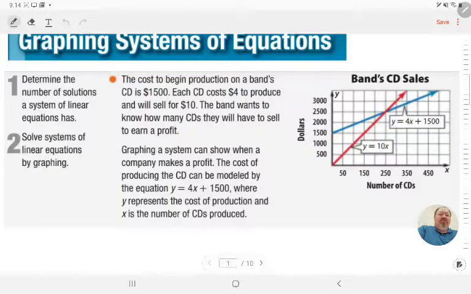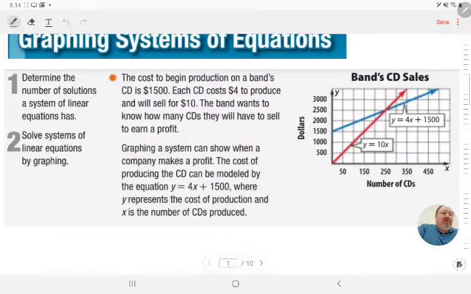The cost of producing the CD can be modeled by the equation y equals 4x plus 1,500. So that's 4 times a CD, so $4 a CD plus the initial cost of $1,500, where y represents the cost of production and x is the number of CDs produced. Okay, so that would be this line right here.